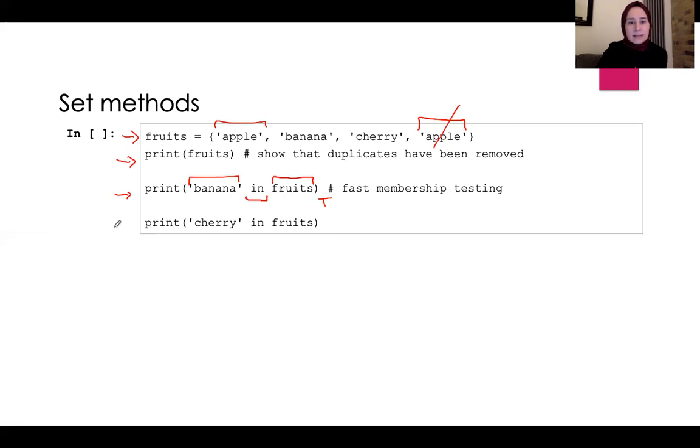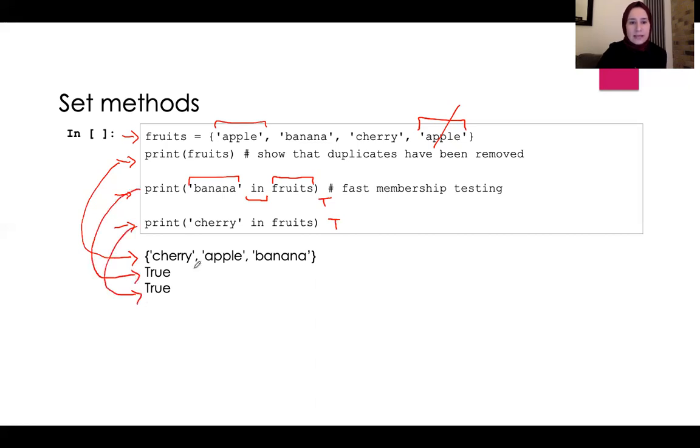Yes, we have given another example here as well. We have cherry in fruits. Yes, this is also true. And when you run this piece of code, the first one will give you the content of the set. As you can see, apple was the duplicated item, and one of them is removed, right? It shows only unique elements. The second print returns true, and the third one also returns true, as banana and cherry are members of this set here.